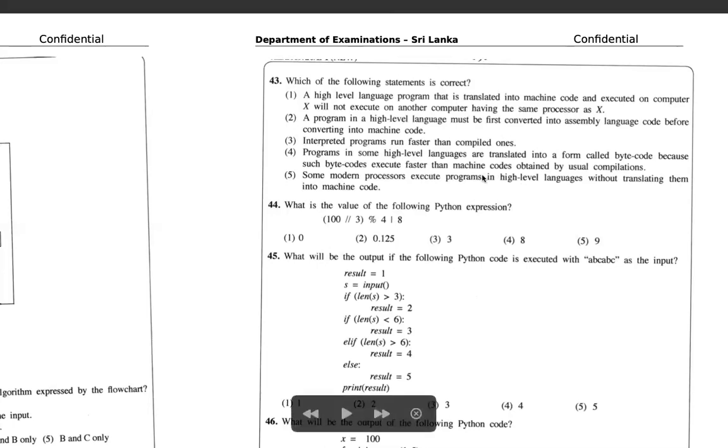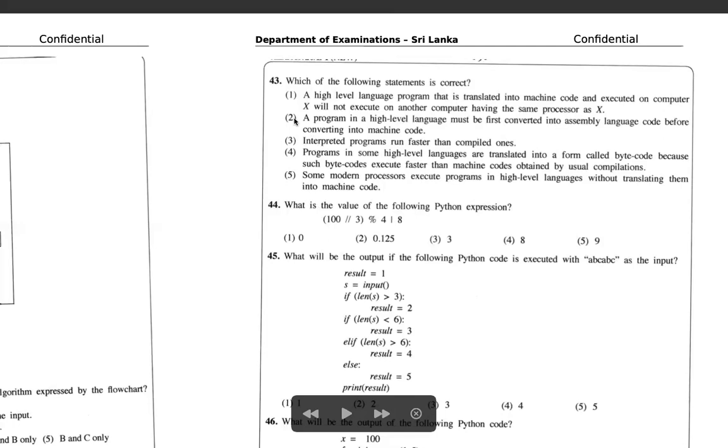But that is not faster than the machine. Some modern processors execute programs in high-level languages without translating to machine code. So translating is anyway needed. So all 5 are wrong. Only partial correct answer is 2.